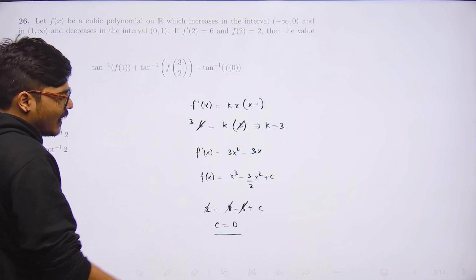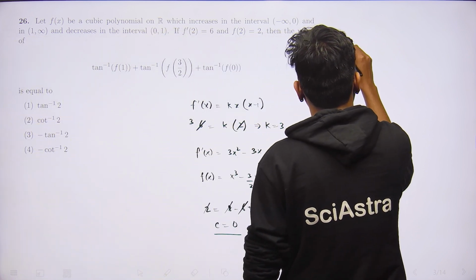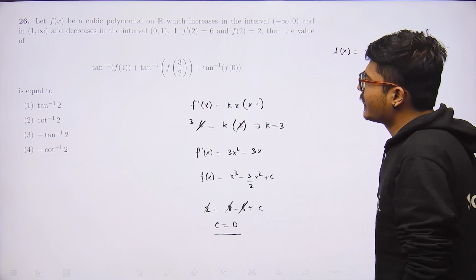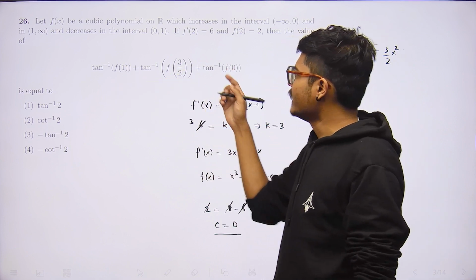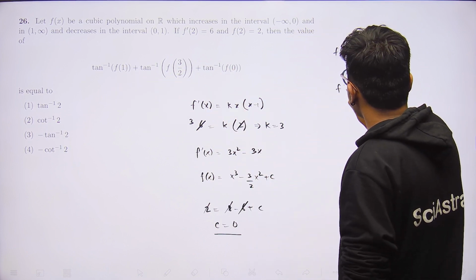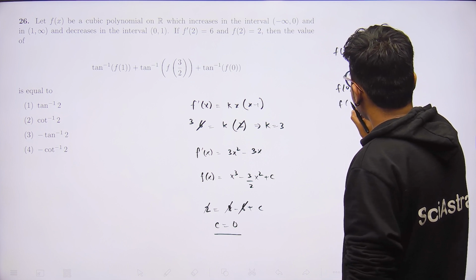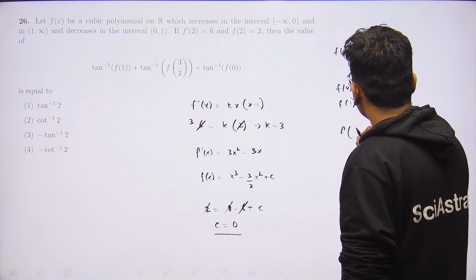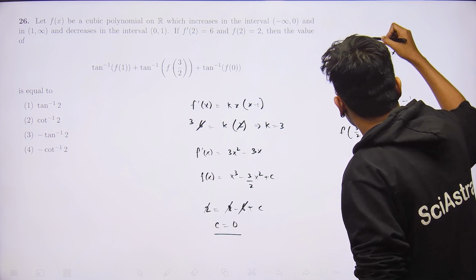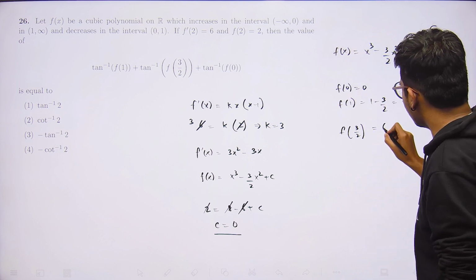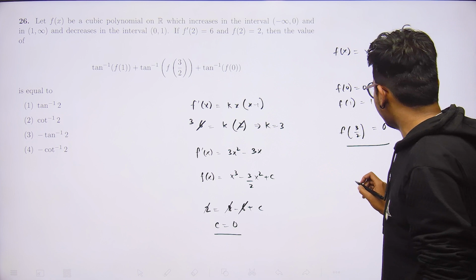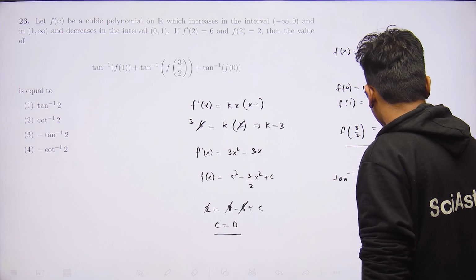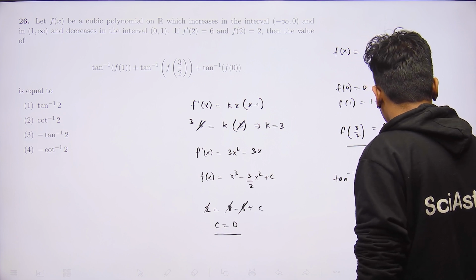Right? So our function basically looks like x cube minus 3 by 2 x square, right? Now if you look at it, you need the values of f of 1, f of 3 by 2 and f of 0. So let's find them. So f of 0 is obviously 0, right? What will f of 1 come out to be? 1 minus 3 by 2, so that's minus half. And what is f of 3 by 2? f of 3 by 2 is 3 by 2 whole cube minus 3 by 2 whole cube, so this is also 0. So essentially the value is going to be tan inverse of minus half, which is minus tan inverse of half, which is equal to cot inverse 2.